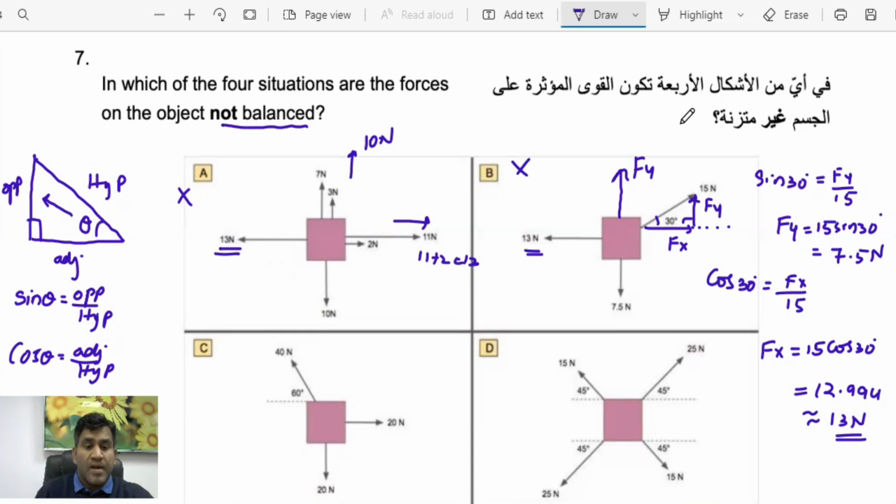Now come to this part. It says 40 Newton in this direction, 20 Newton this side, and 20 Newton down. So to balance that, the force along this has to be 20 Newton again, and the upward force also must be 20 Newton. So how are we going to do that?